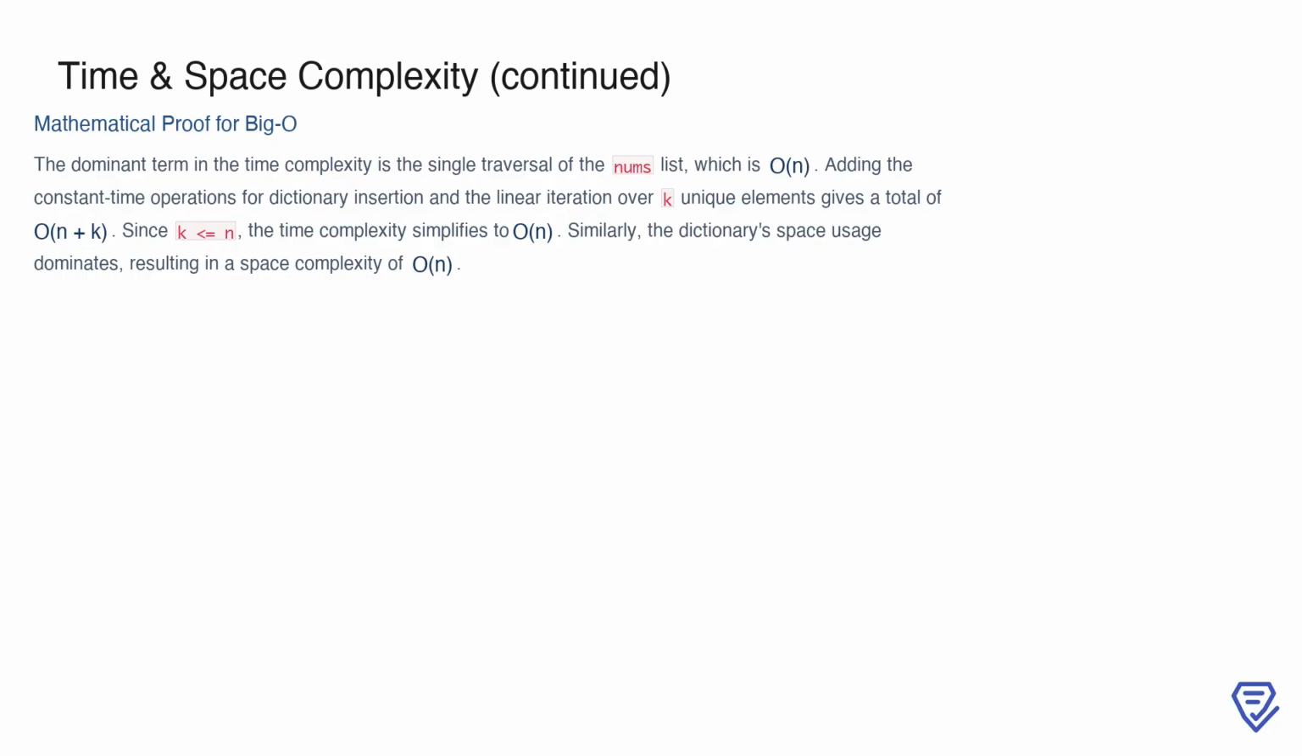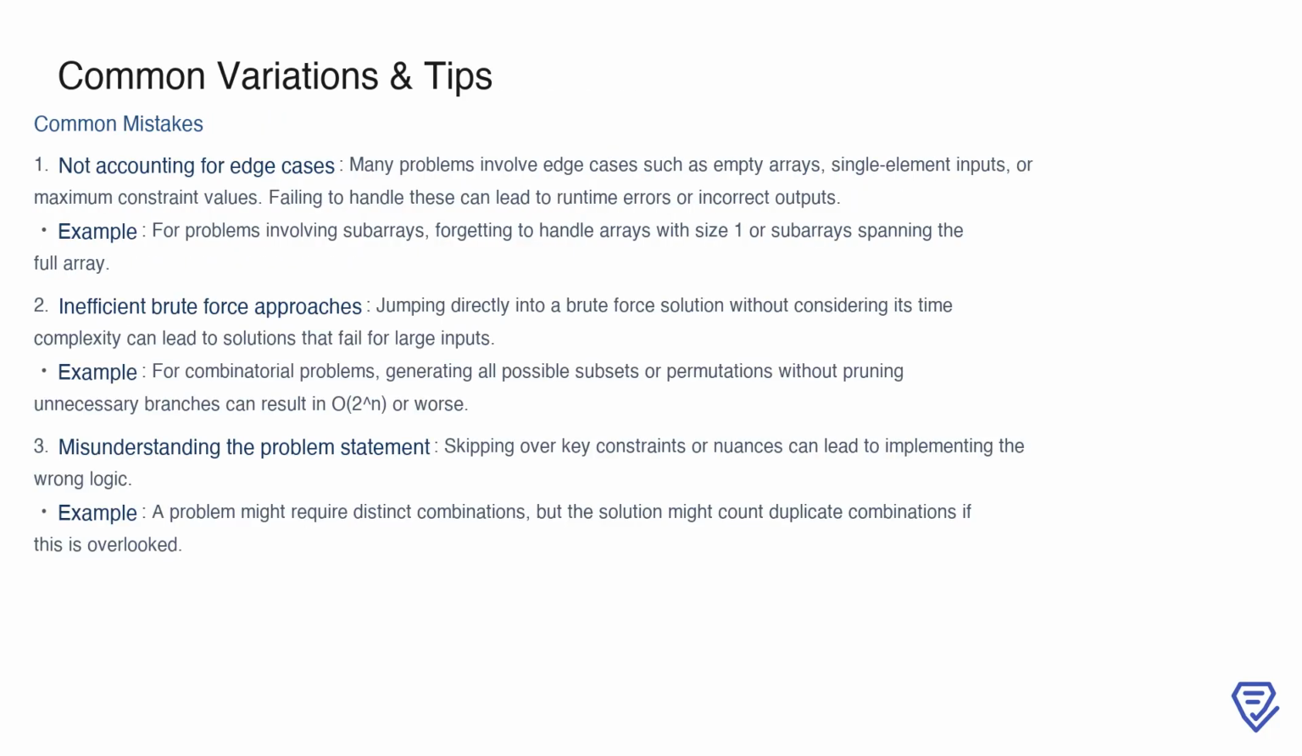Both time and space complexities are linear, ensuring that this solution is both time efficient and memory efficient for large inputs. When solving problems, one common pitfall is not accounting for edge cases. These include scenarios like empty arrays, single-element inputs, or inputs that hit maximum constraints. Neglecting these can lead to runtime errors or incorrect outputs. For instance, in problems involving subarrays, you might forget to handle cases where the array has only one element or when the subarray spans the entire array.